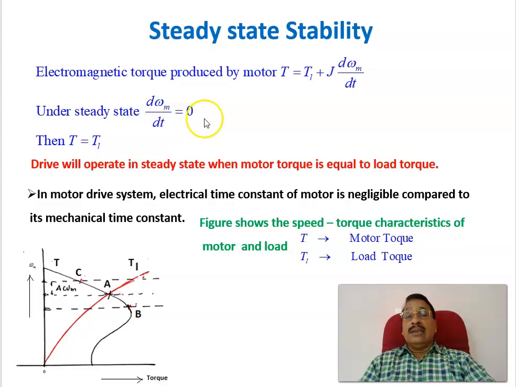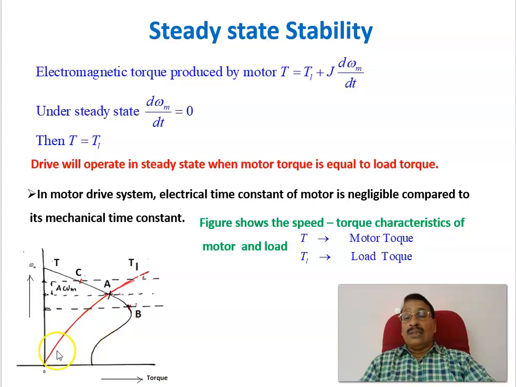Under steady state condition, d omega m by dt equal to 0, or T equal to TL. That is, the electromagnetic torque produced by the motor is equivalent to the load torque. That is what we call the steady state condition.